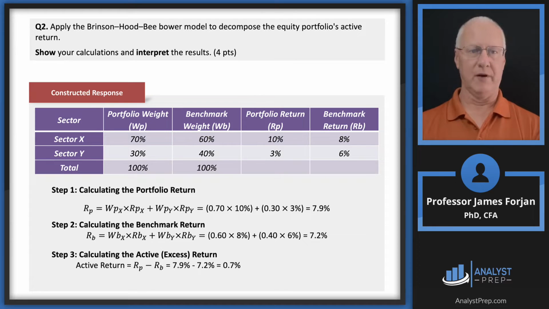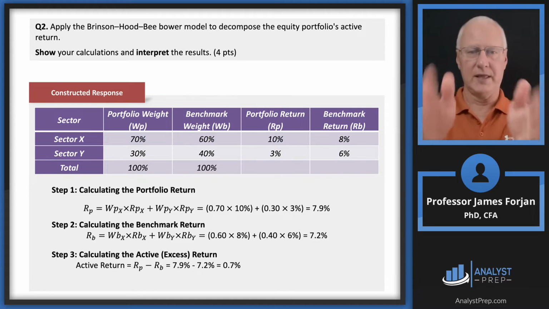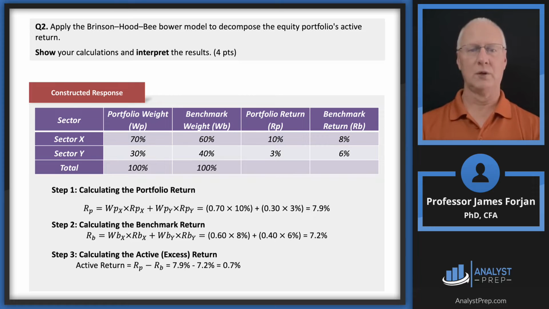The first step is to figure out what the return on the portfolio is. So we're just going to take 70% times the 10 and 30% times the 3. Can you see that in those 2 columns, column 2 and column 4? So that gets us our portfolio return, 7.9, and then for the benchmark return, we just shift the math over, and we do 60% of 8, 40% of 6, so that gets us 7.2. All right, so let's calculate that active return or that excess return. It's just the difference between 7.9 and 7.2, so that's 0.7%.